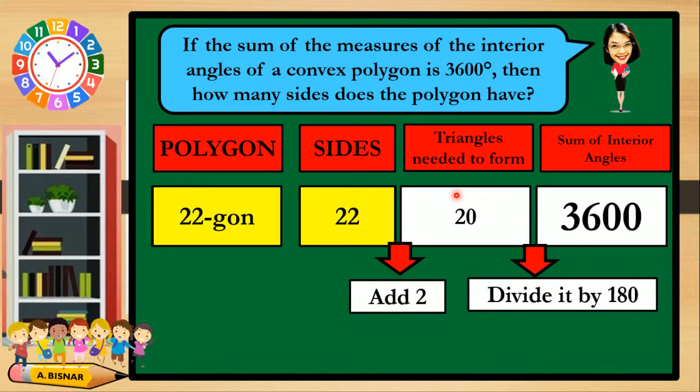Paurong po. Paurong. So, it means that it is a 22gon or a 22-sided polygon. Nakuha po. Gets ba? Yung iba medyo nalito. Paurong. Gets? Gets na gets.